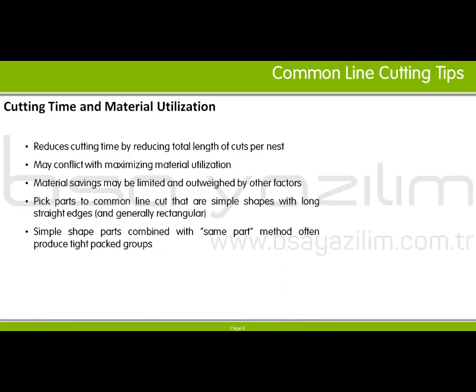Common line cutting is most effective with parts that have simple shapes with long straight edges, such as squares, rectangles, or similar shapes. Nesting such parts with the same part method will often produce tightly packed groups with a large amount of common cutting in them. Moreover, the common cuts that are created when auto-tooling is applied to the nest tend to be simplest in form when the parts have that kind of shape.